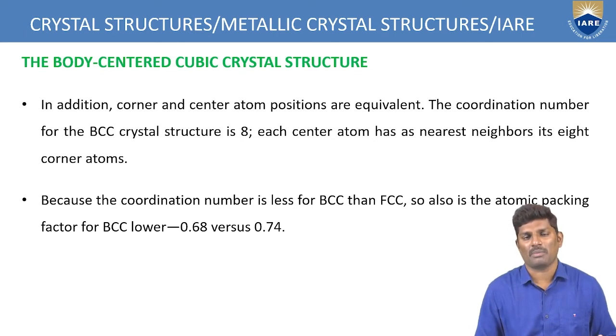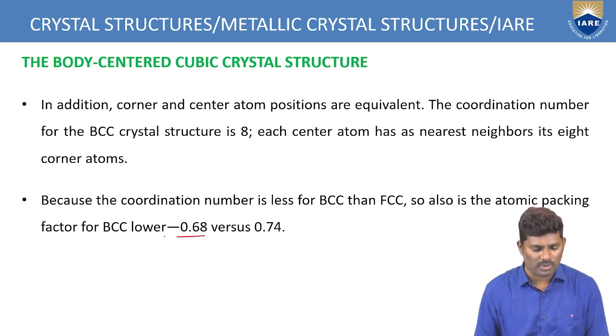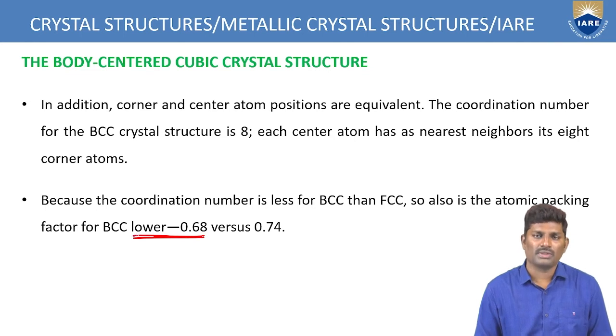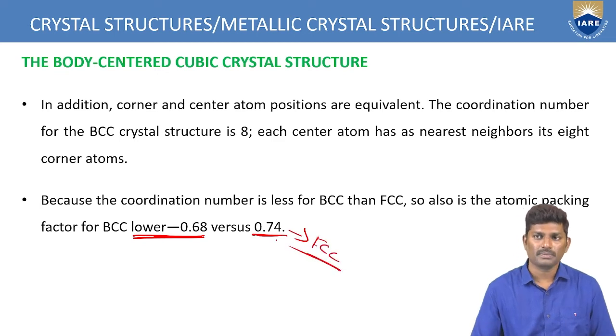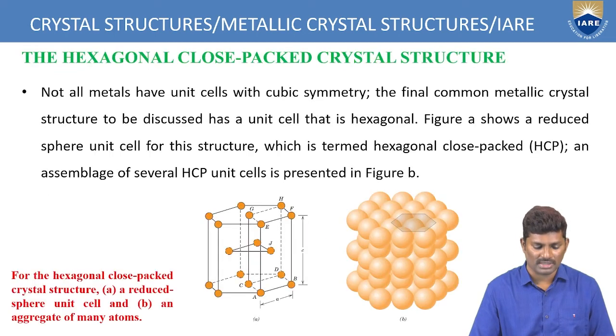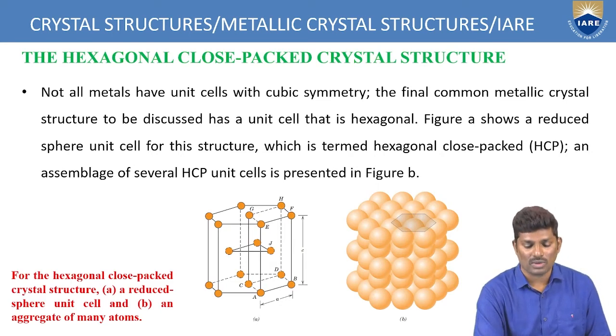Though it is having good other properties, one of the criteria is the APF value. So in this case, we are getting a very low value of 0.68. Wherever the materials which are having BCC structure in nature will have 0.68. So when you compare with the 0.74 of FCC, FCC is having a higher value. So this is about the body center, and the final category is about the hexagonal closely packed crystal structure.